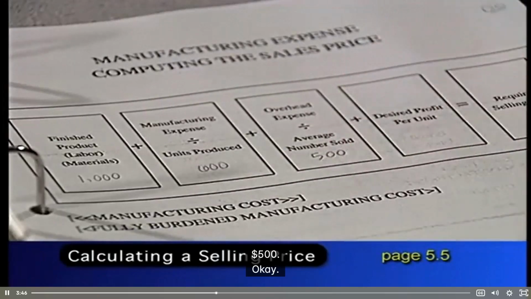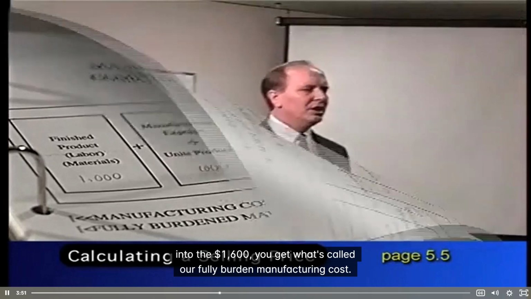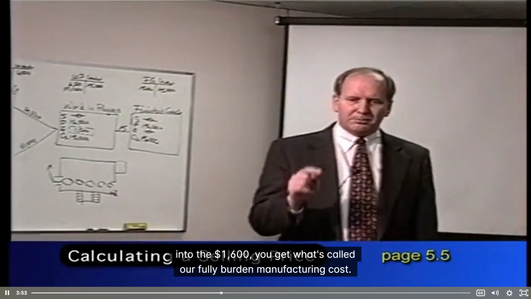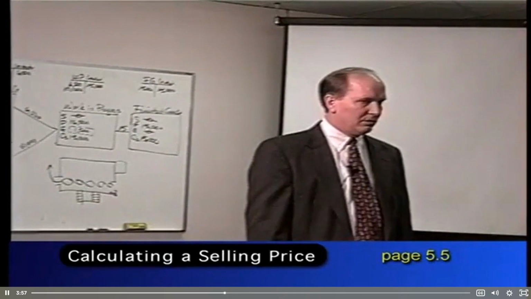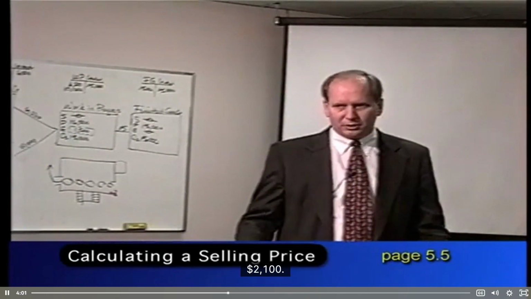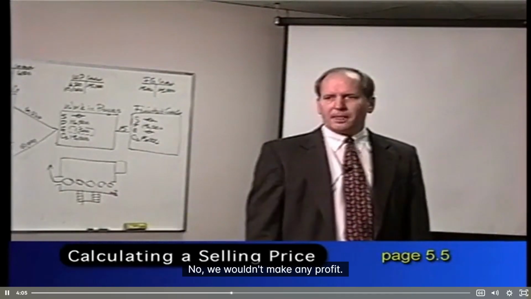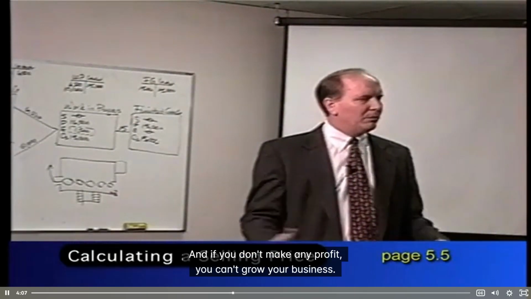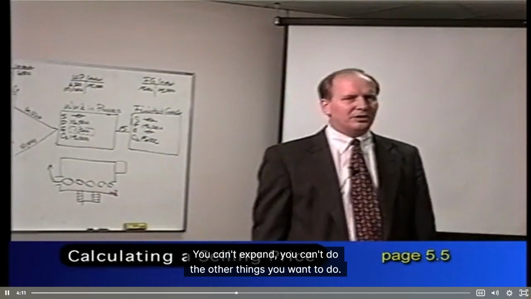$500. Okay. Now, when you add that component into the $1,600, you get what's called our fully burdened manufacturing cost. And what's our fully burdened manufacturing cost now? $2,100. So should we sell it for $2,100? No, we wouldn't make any profit. And if you don't make any profit, you can't grow your business. You can't expand. You can't do the other things you want to do.